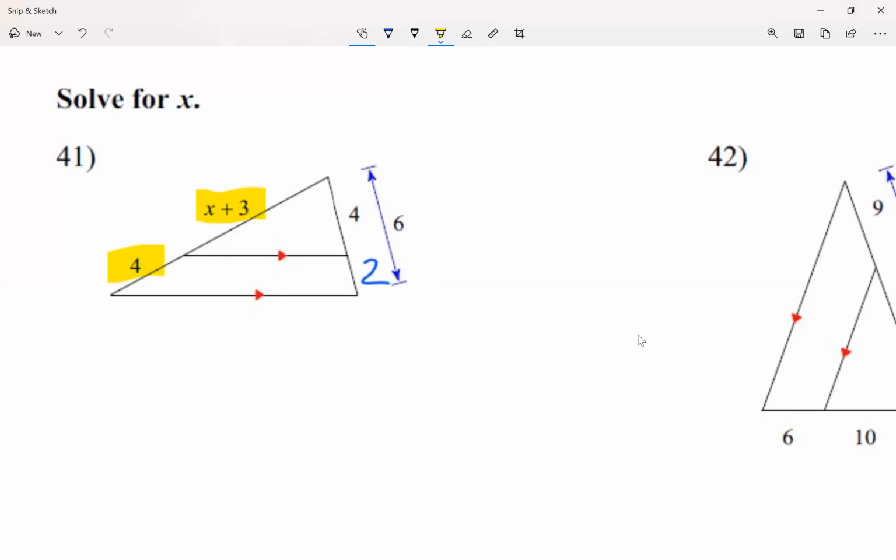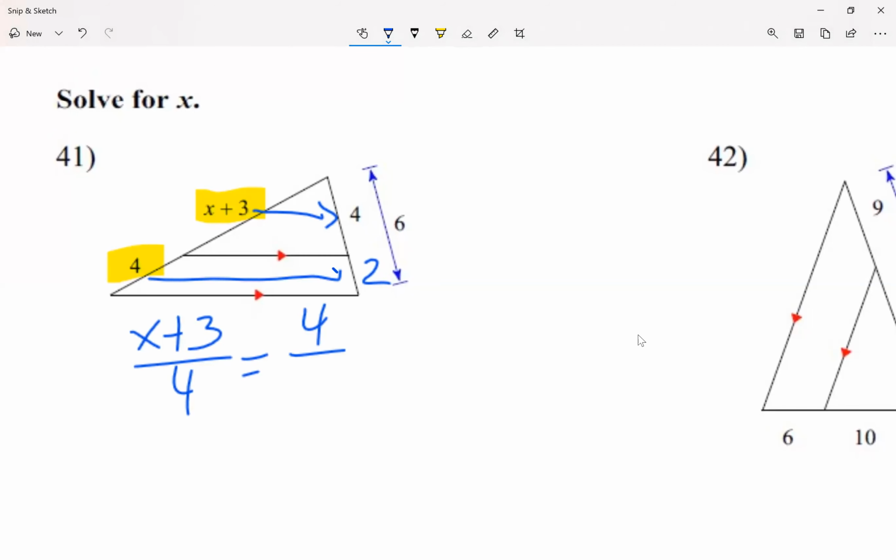All right, now looking on the side that has x, there's 2 values there, right? X plus 3 and 4. I'm going to create a fraction using those 2 values. So x plus 3 over 4, and I'm going to say this is equal to. Now, x plus 3 goes straight with 4. So x plus 3 goes with 4. And then this 4 goes with 2.